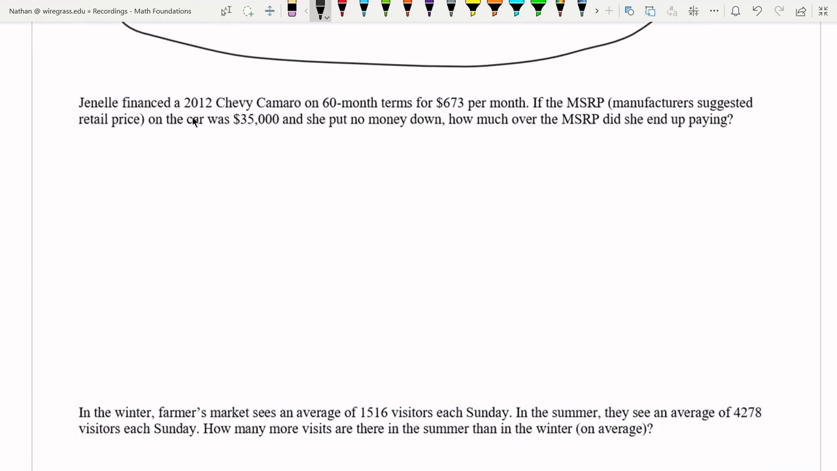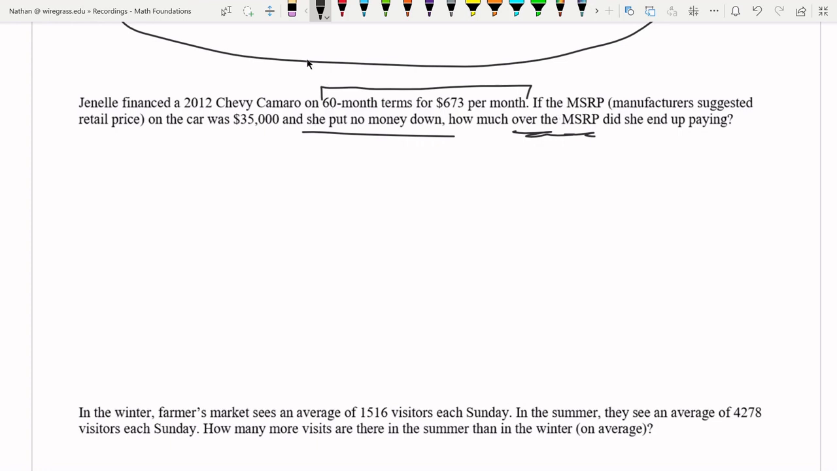Okay, we have a financed Chevy Camaro on 60-month terms for $673 per month. If the manufacturer's suggested retail price is $35,000, and she put no money down, meaning she didn't pay any money up front, how much over the MSRP did she end up paying? She's definitely going to be paying more, right? You can't ever get a thing like this without paying interest. So you're going to pay more money than the car's worth. But how much more did she pay?